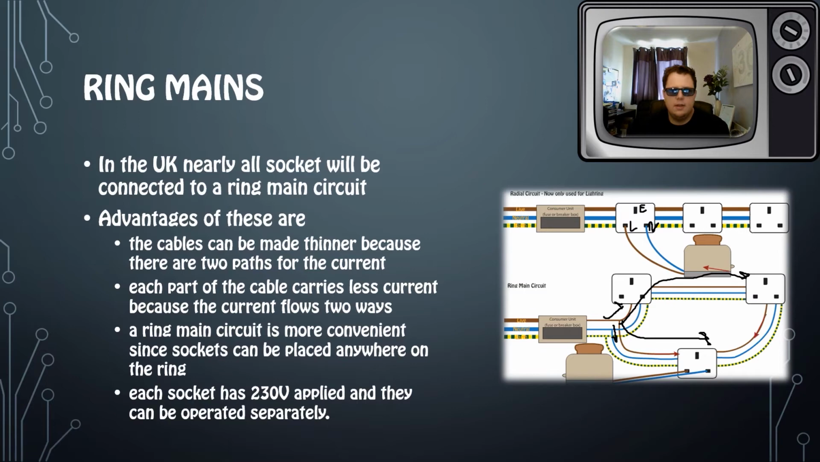Ring main circuits are also more convenient because as long as that ring main is going through the bit of the wall you want to put a socket on, you can just put a socket on. In a radial circuit, we would have to make sure we've got all of our wires in the right place, and the chances are it is only strung from socket to socket. There won't be extra wire there, so we can't do that.